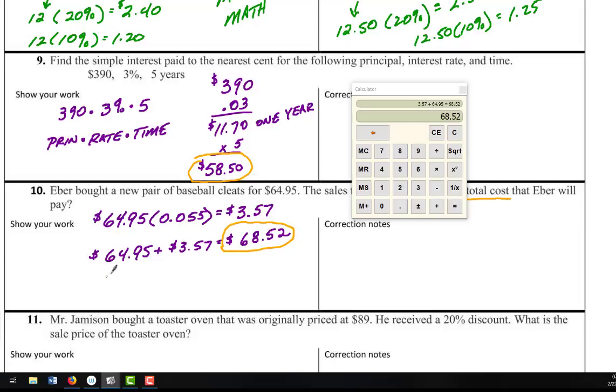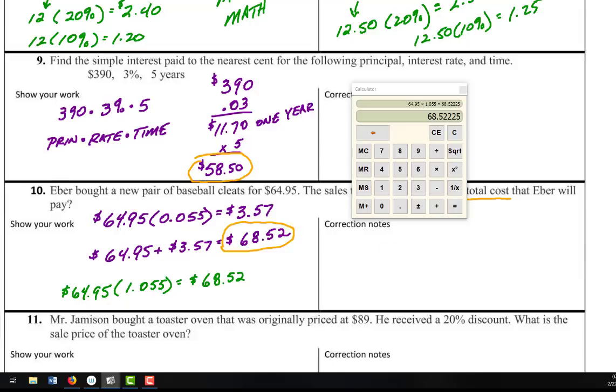Now, just to remind you, and you heard this from some of your classmates, another way to do this is to take the $64.95 and multiply it by 1.055. So if you did that, $64.95 times 1.055, notice we're getting the same $68.52 right away.